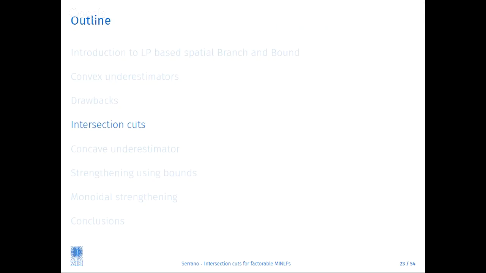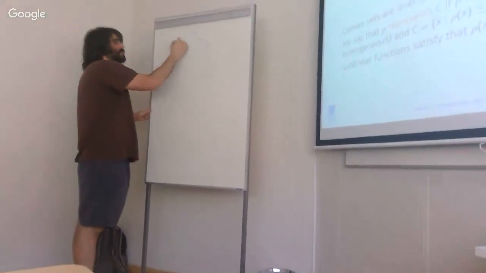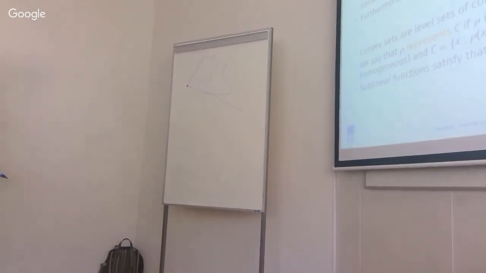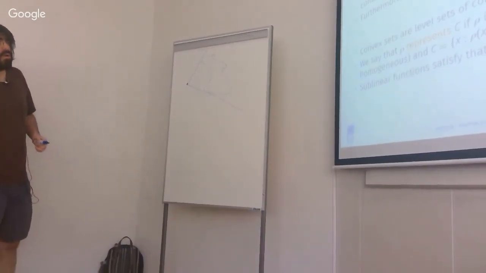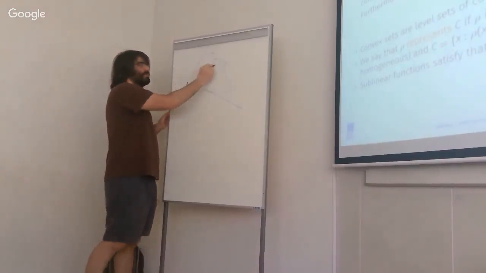So this is a bit of a more abstract explanation, more functional explanation of intersection cuts. So I'm going to try to give a graphical one here. So we assume we have some feasible region, something. I don't know. And we also assume that we have a cone that contains the feasible region, polyhedral cone. So it's generated by some rays. And we also, so this is 0, the feasible region doesn't contain the 0.